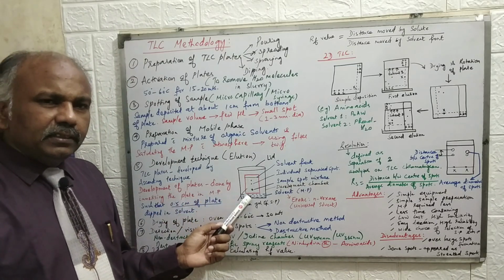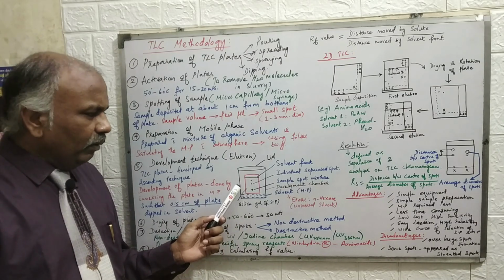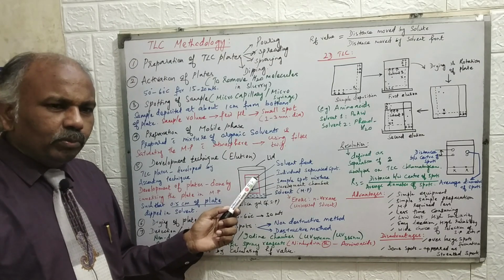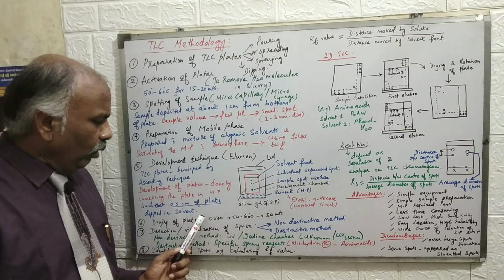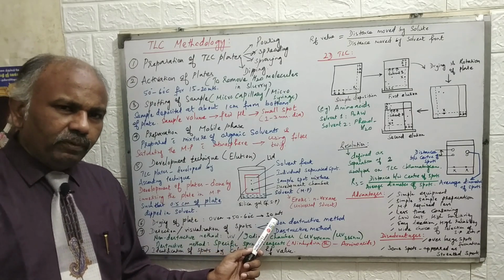After developing the TLC plate in the development tank or chamber, we have to take it out. Once the solvent front has run 2/3 of the plate, you have to remove the plate, and then you dry the plate in an oven at 50 to 60 degrees centigrade for half an hour.